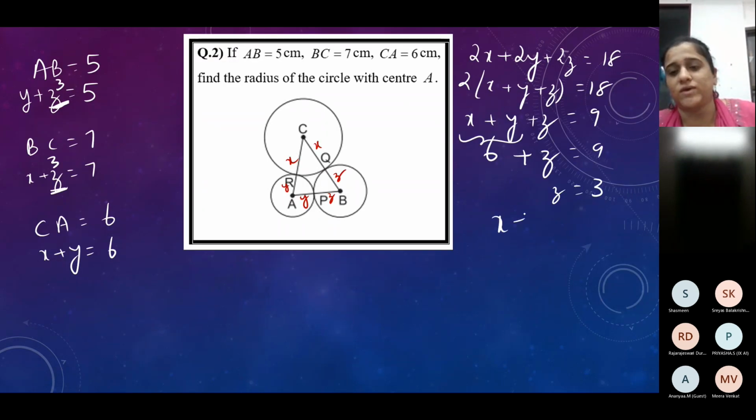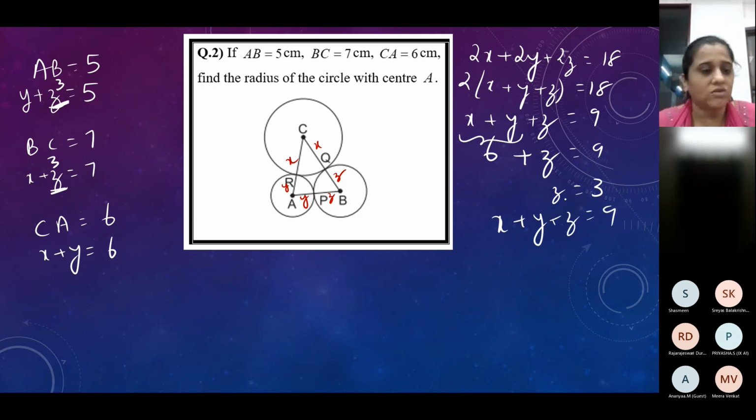So we got x plus y plus z is equal to 9, right? We have to find only y. So that means we'll substitute x plus z. What is x plus z? 7. X plus z is 7. Because we'll have to find only the radius of the circle with center A. Center A meaning y we should find. So substituting, 7 plus y is equal to 9. So y is equal to 2.